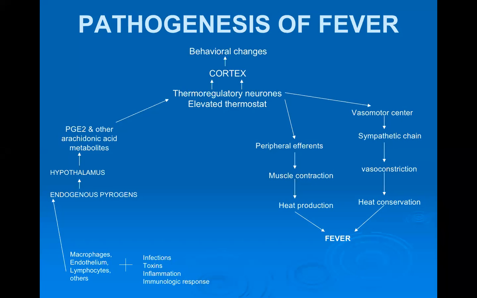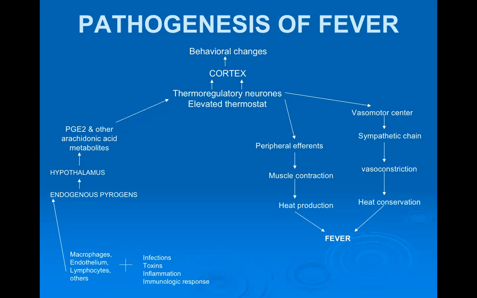So what will happen? Because of different mechanisms, the overall body temperature will be high. One of those mechanisms is stimulation of the vasomotor center, leading to sympathetic chain stimulation or sympathetic nervous system stimulation. You can say sympathetic nervous system stimulation leads to vasoconstriction, which will conserve the heat in the body. Remember, vasodilation will lose the heat, and with vasoconstriction, the heat would be conserved, or heat cannot be lost outside, which leads to increased body temperature.